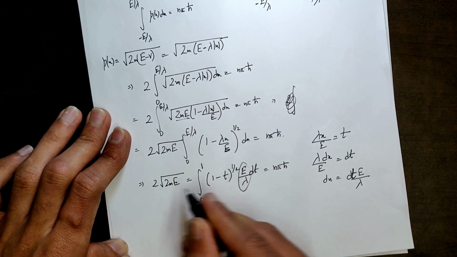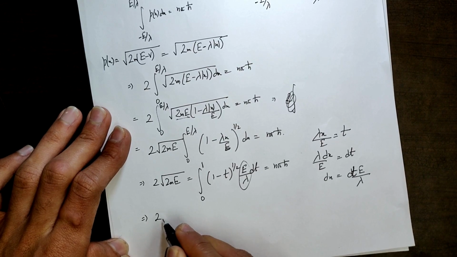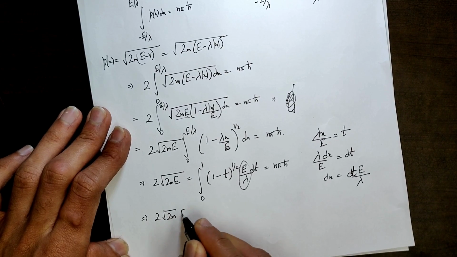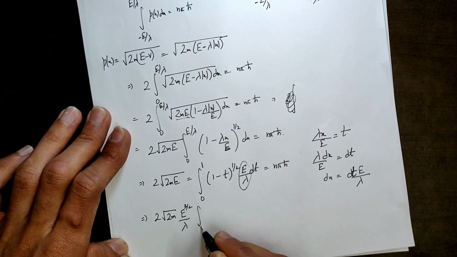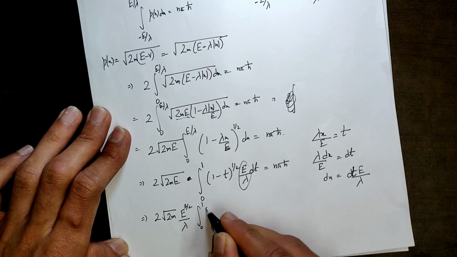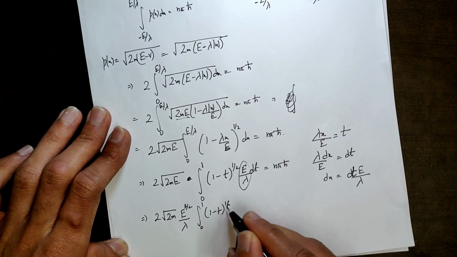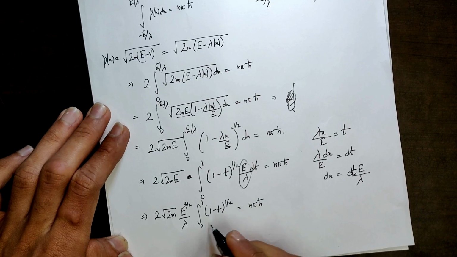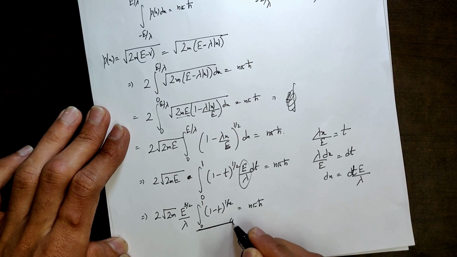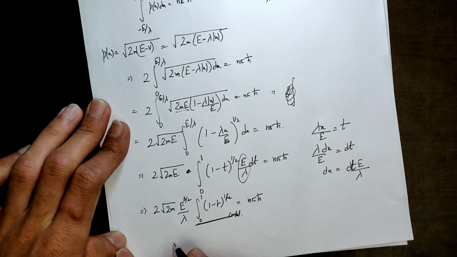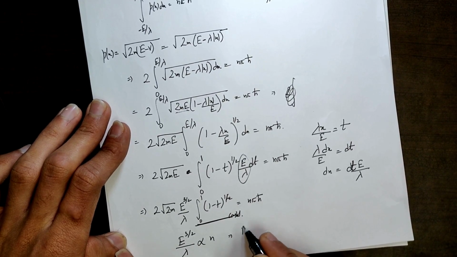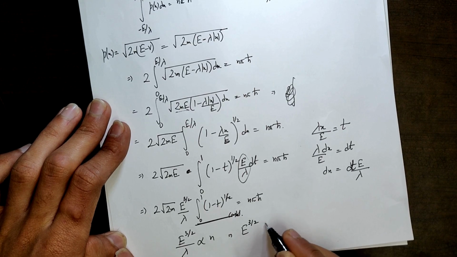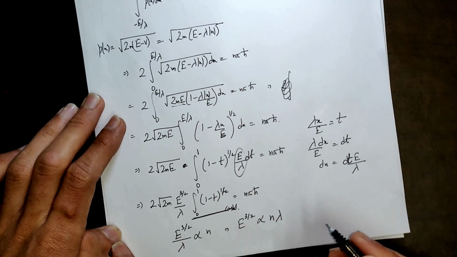Now we can take E by lambda outside the bracket. So 2 under root 2m, E raised to power half into E would be E raised to power 3 by 2 by lambda, integral from 0 to 1 of (1 minus t) raised to power half is equal to n pi h cross. So this is the constant term. This is constant. So it's clear that E raised to power 3 by 2 by lambda is directly proportional to n. So E raised to power 3 by 2 is directly proportional to n lambda.